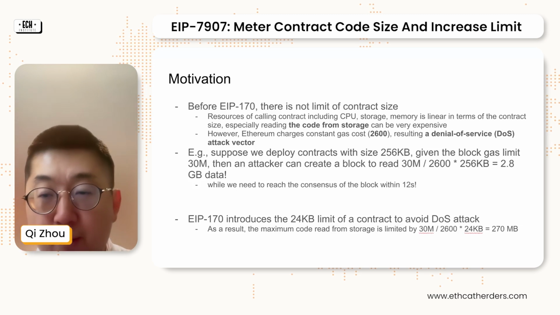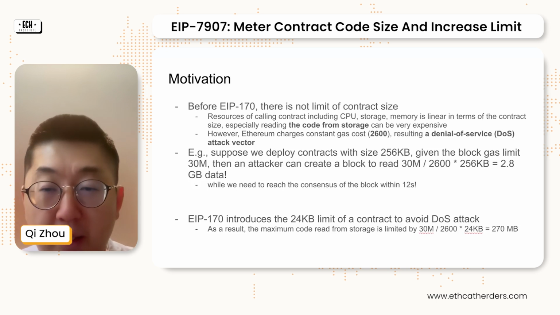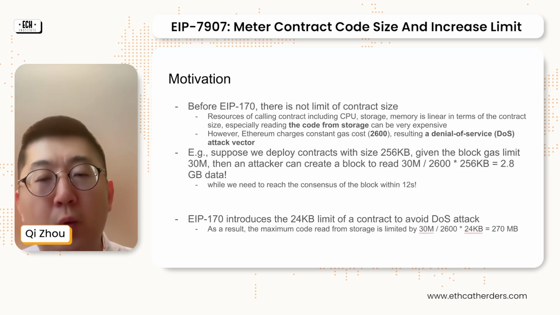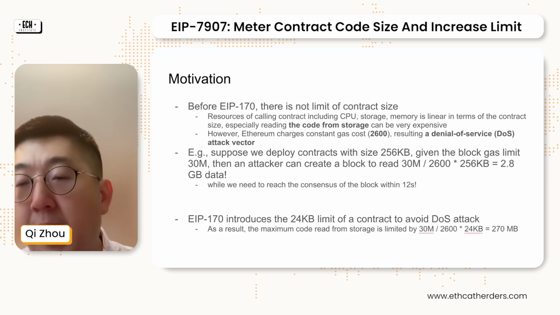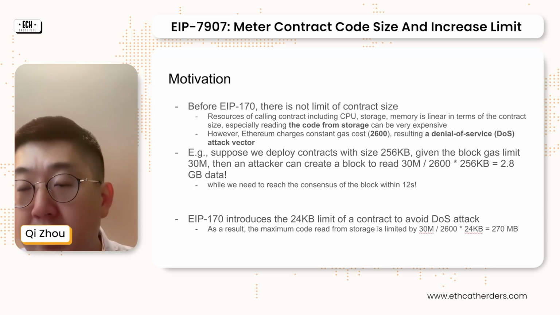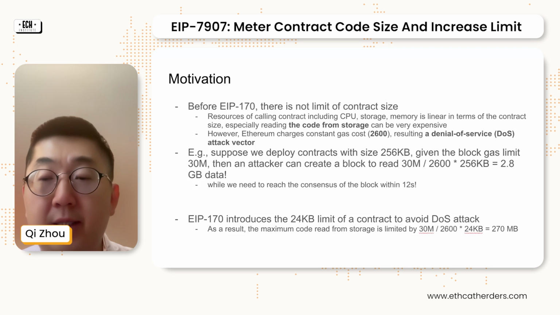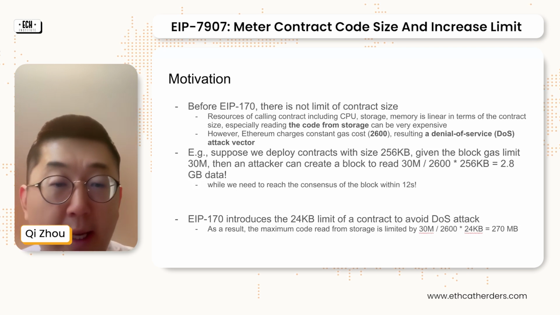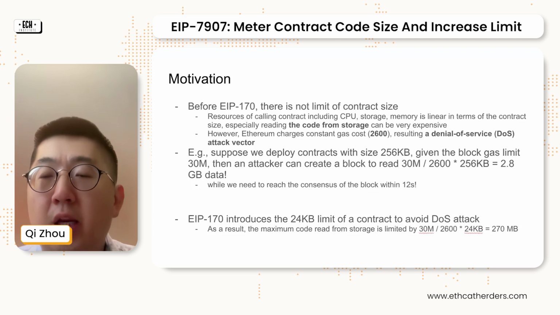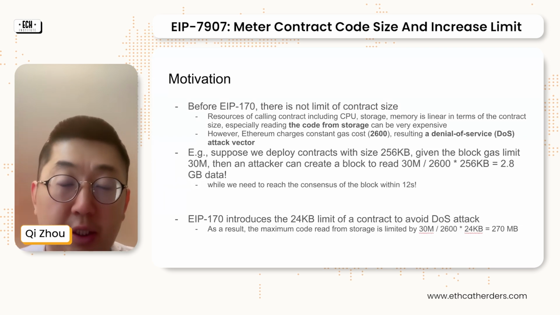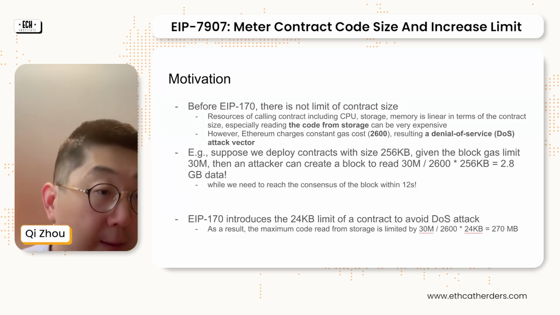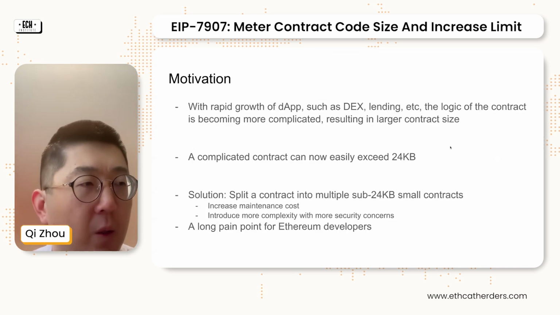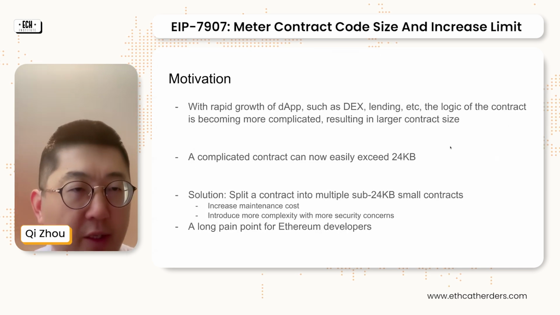As a result, if we put this number into the previous calculation, then the storage a node reads from a block will be limited to 270 megabytes. And that can be easily processed in 1 or 2 seconds on a common commodity PC. So this makes a lot of sense and also avoids this DDoS attack significantly. So that's the motivation. That EIP was drafted about 10 years ago.